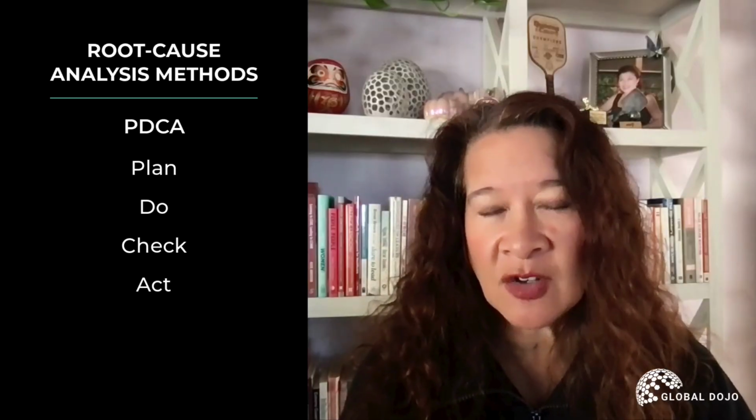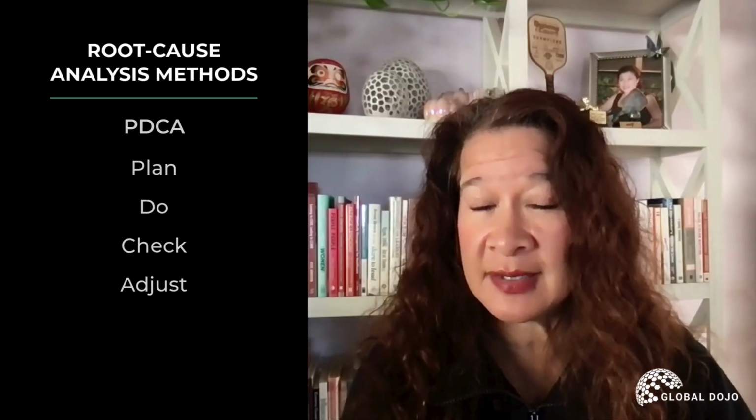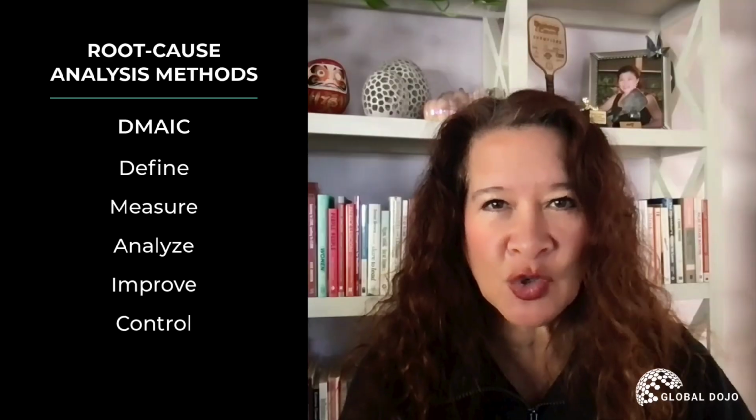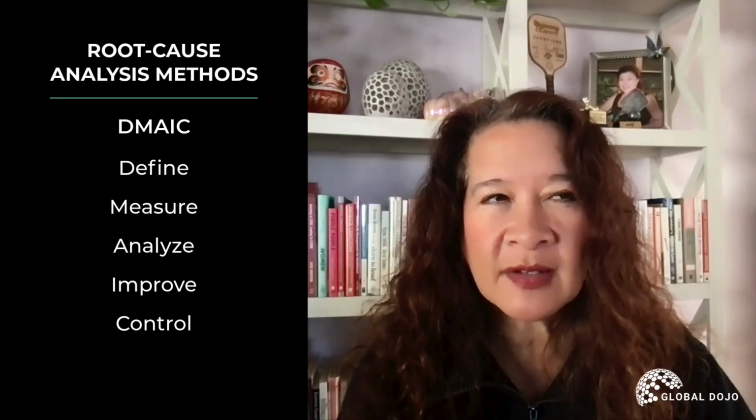This type of a problem is great for root cause analysis methods like DMAIC or PDCA. PDCA is an acronym. It stands for Plan, Do, Check, Act, or Plan, Do, Check, Adjust. And DMAIC is very similar to PDCA. That's also an acronym. It stands for Define, Measure, Analyze, Improve, and Control. We'll explain more of what those methods encompass in later trainings.